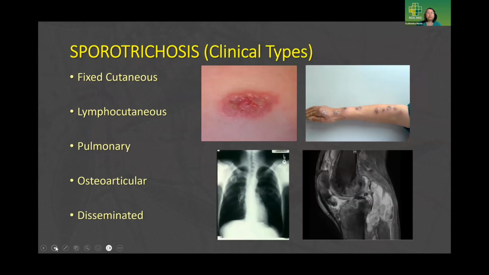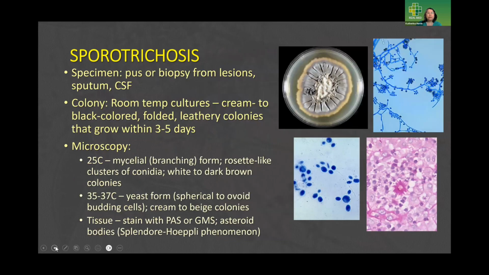The 5 clinical types of sporotrichosis include fixed cutaneous, lymphocutaneous, pulmonary, osteoarticular, and disseminated. Specimens collected can be pus from the lesion, biopsy of the lesion, or sputum and CSF.